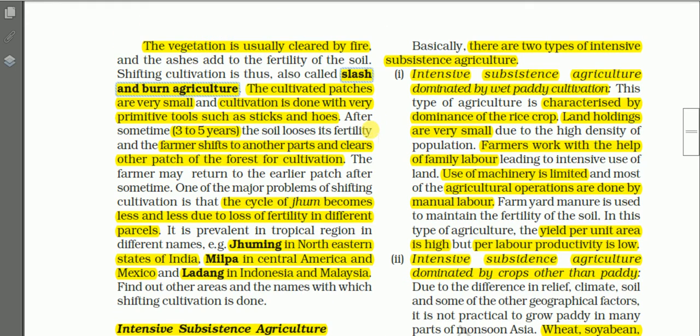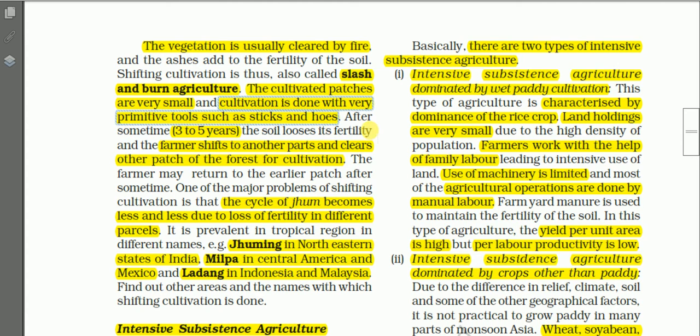And about the features, the cultivated patches are very small. The size of land, okay, the cultivated patches are very small. And cultivation is done with very primitive tools such as sticks and hoes. Okay, small tools, primitive tools, small spades are used for the growing of crops.